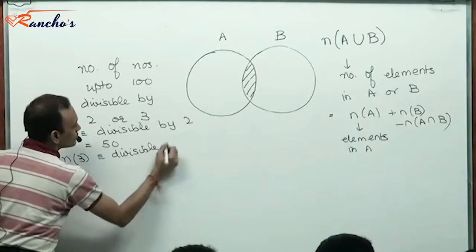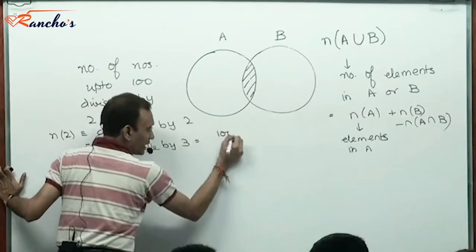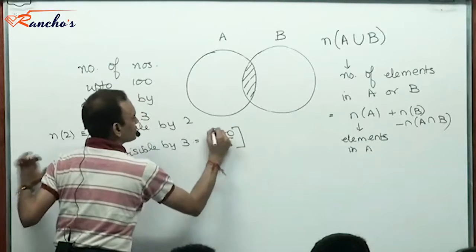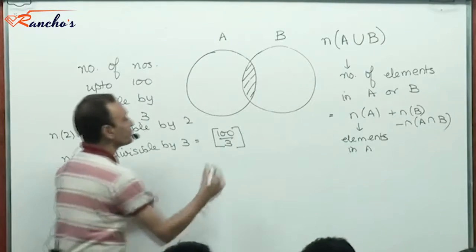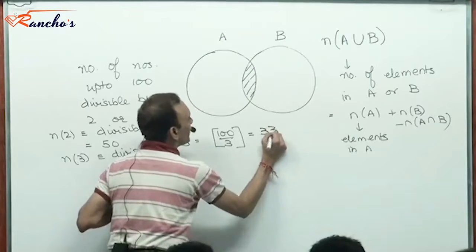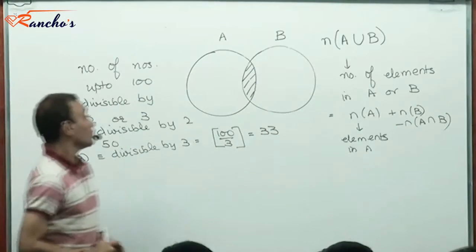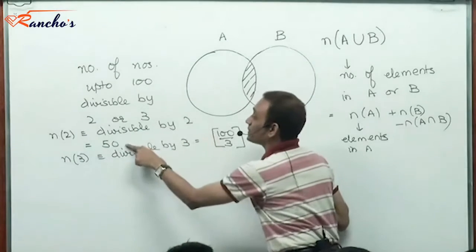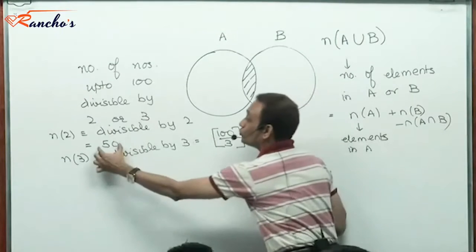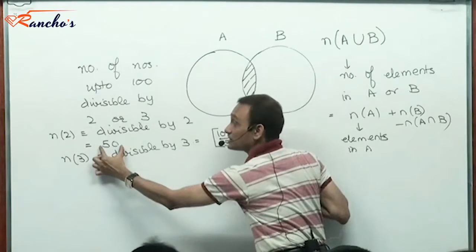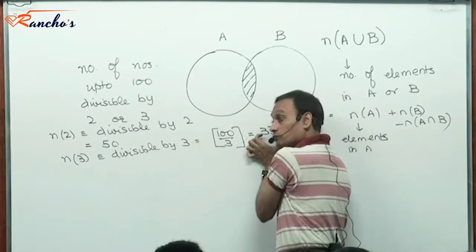What you do is, you take 100 divided by 3 and take the integer part of this, which is 33. That will give you the number of numbers that are divisible by 3 up to 100, right? Now, in this count, the number of numbers divisible by 2 is 50, and in this count, 33. There would be certain numbers here that are divisible by 3, and some numbers that are divisible by 2 in this count, right?